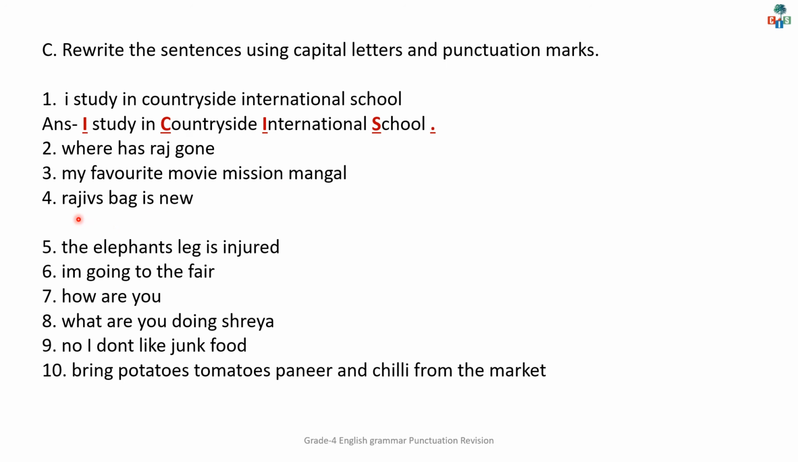Let's see number 4. Rajiv's bag is new. Yes, children, Rajiv is a proper noun. It is the name of a boy. So, yes, we should always start a sentence with a capital letter. Let's see the answer. Rajiv's bag is new. Yes, children, the bag belongs to Rajiv. It is showing ownership. So, before S, we will put an apostrophe mark to show the possession. Rajiv's bag is new. And at the end, we will put a full stop. So children, try to do the rest of the sentences.